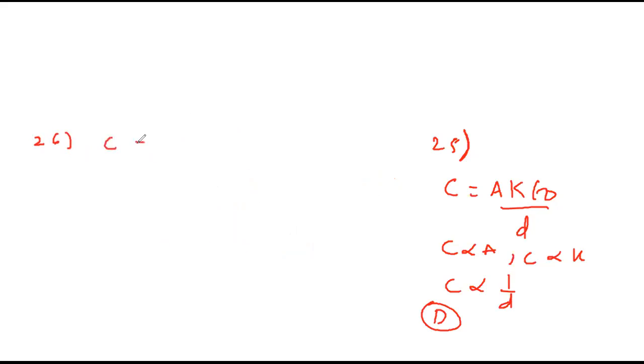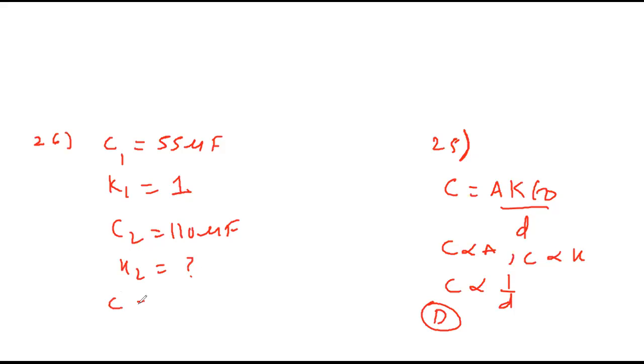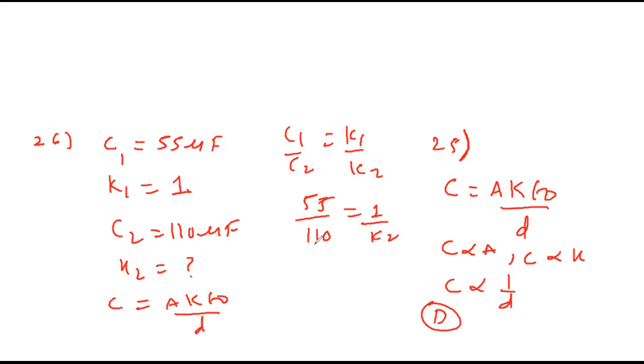A capacitor has capacity of 55 microfarad in air. So when dielectric medium is air, capacity is 55. And 110 microfarad when immersed in oil, then what is dielectric constant of oil? C is A K epsilon 0 by d. So I can say C1 upon C2 is K1 upon K2. C1 is 55, C2 is 110, K1 is 1, so 55 upon 110 is 1 upon K2. Therefore, K2 equals 2. Dielectric constant is 2.